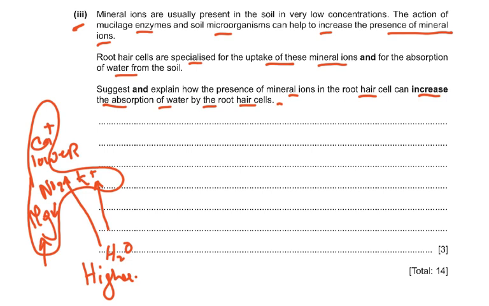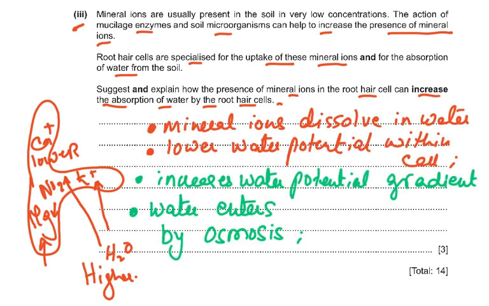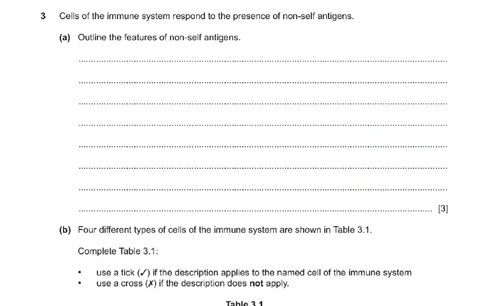So I hope everybody is clear about this, what they were expecting you to answer and how you were going to answer this. Mineral ions dissolve in water, lower the water potential within the cell, increase the water potential gradient, and water enters by osmosis. Question number 3: cells of the immune system respond to the presence of non-self antigens.